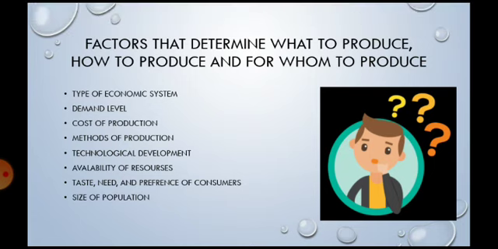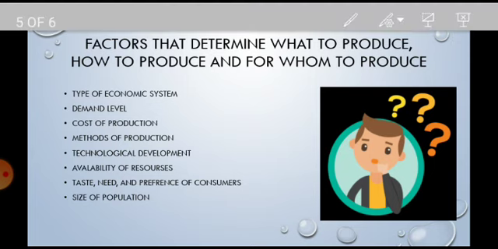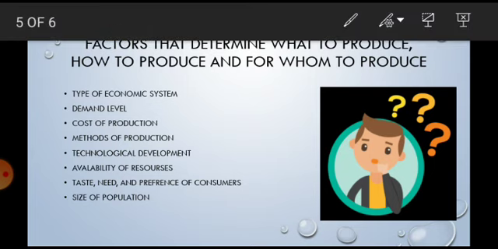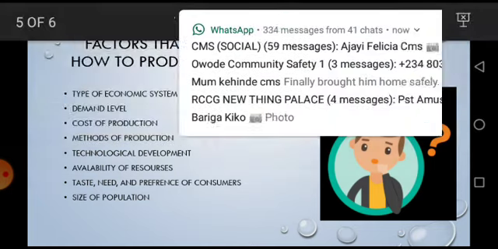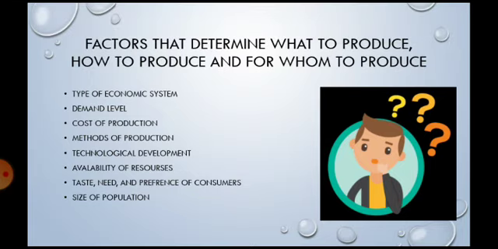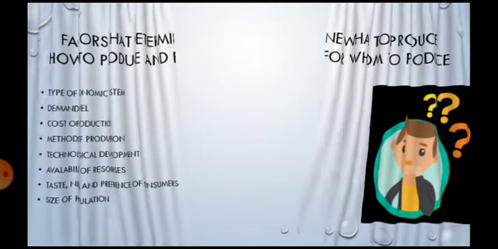Now that we have been able to look at the basic economic problem of every society, we can see that in summary, the major problem of every society is the problem of what to produce, how to produce, and efficient utilization of resources with economic growth.